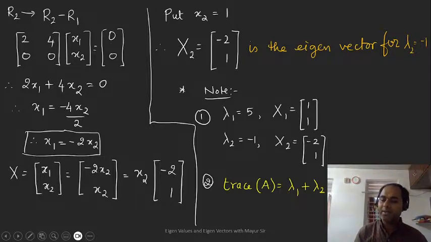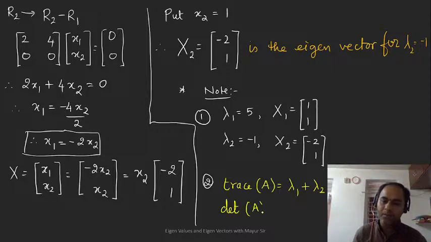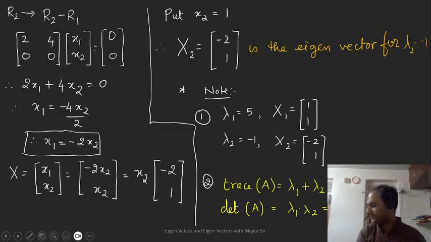Okay, so remember that the trace of any matrix is the total of its eigenvalues. The third thing is the determinant of A. We can calculate the determinant from the matrix, but if we know the eigenvalues also, the determinant can be calculated. Determinant is the product of the eigenvalues. So here this is 5 times minus 1, so minus 5 is the answer.